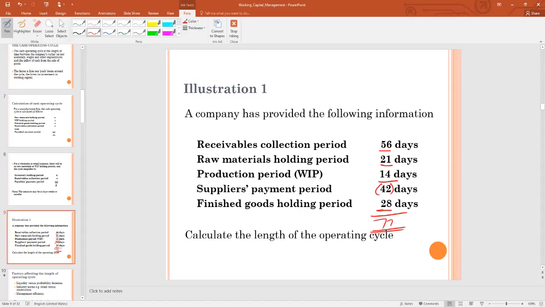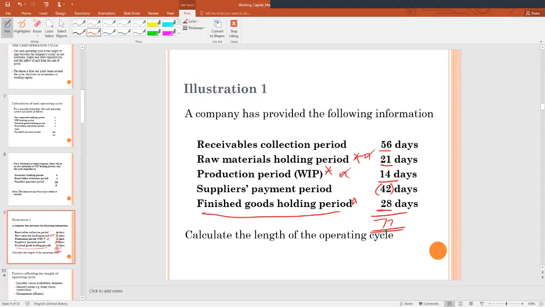Now, generally, if a company is not involved in manufacturing, which means they don't have the days for raw material or the days for work in progress, they only have the days for finished goods. They buy already manufactured products, so they won't be having these two; they'll be having only the days for finished goods.